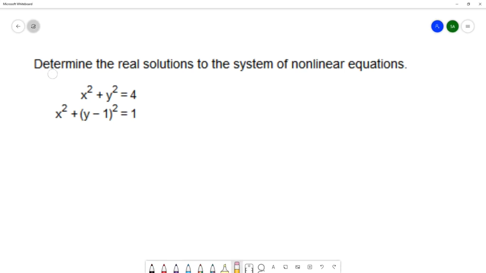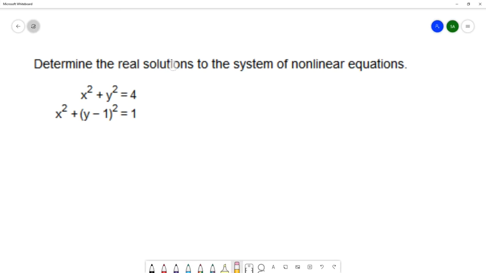For this question, we want to determine the real solutions to the system of nonlinear equations. The system that we're working with is x squared plus y squared equals 4, and x squared plus (y minus 1) squared equals 1. But before I start solving this question, I really like to get a visual representation of what's going on.